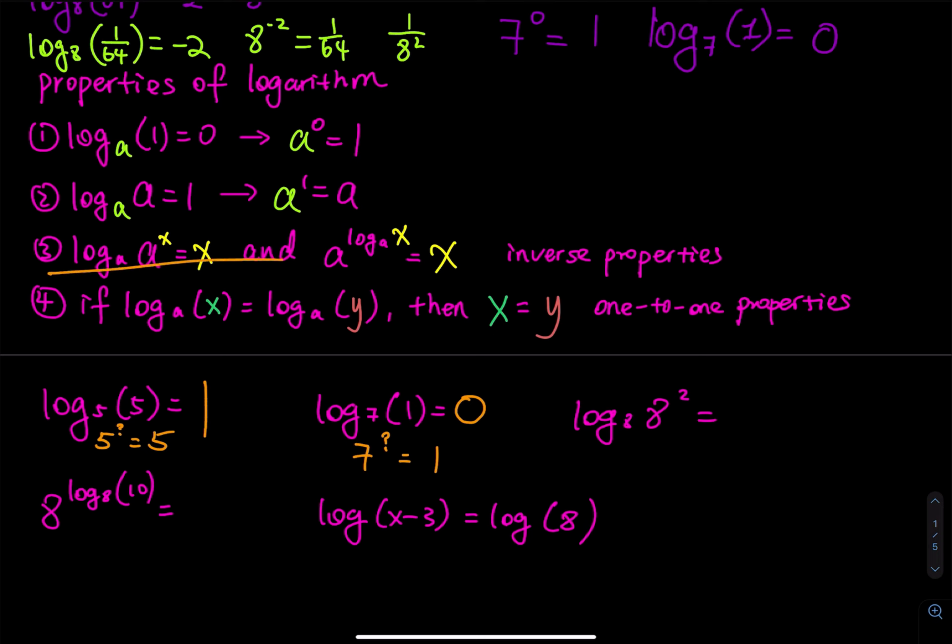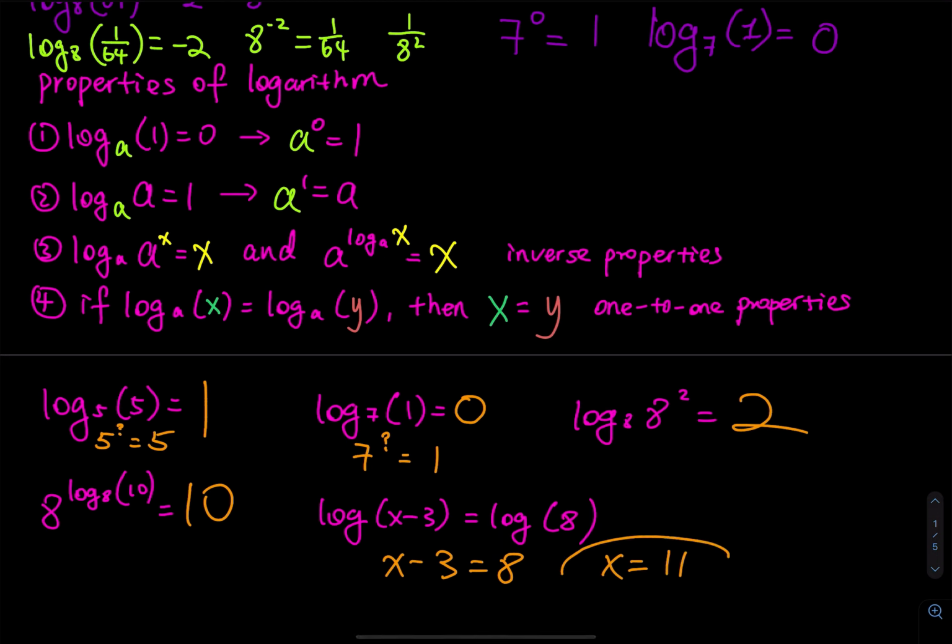And then the next one, we will be using the inverse property, the one right over here. So we have base a and then a squared. As a result, that is equal to 2. And then this one, this is a base a, this is a base a, so the whole thing is equal to 10. And then the last one, we have log of x minus 3 equals log of a. I did not mention the base, so what is the base then? If the base is not specified, then by default, the base is 10 on both sides. So I can just say x minus 3 equals a, so x is equal to a plus 3, which is equal to 11.